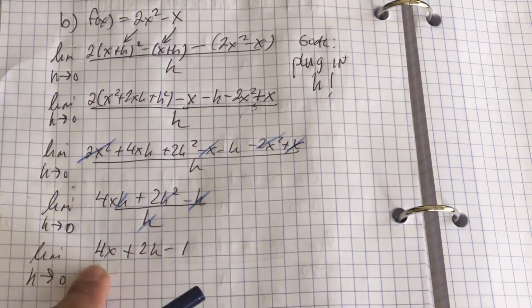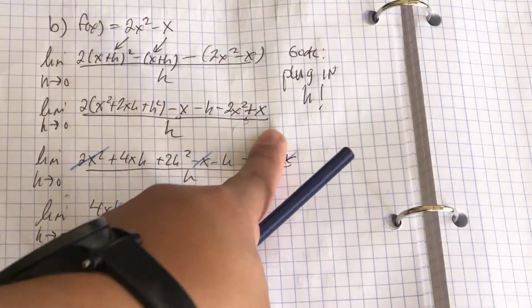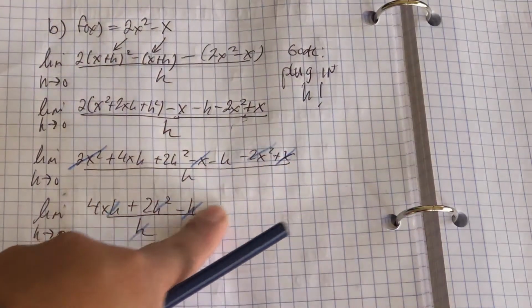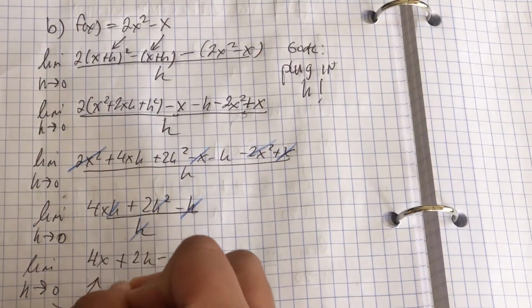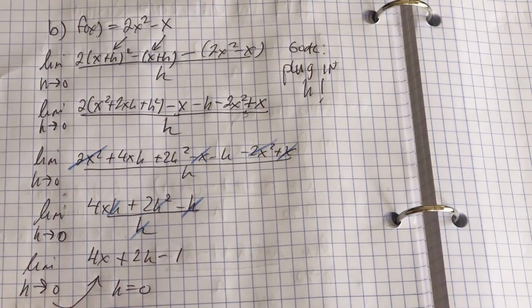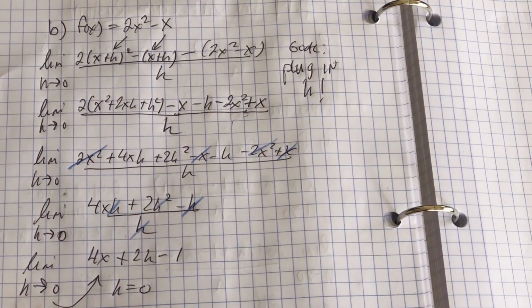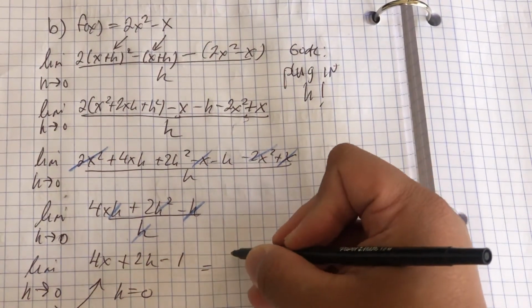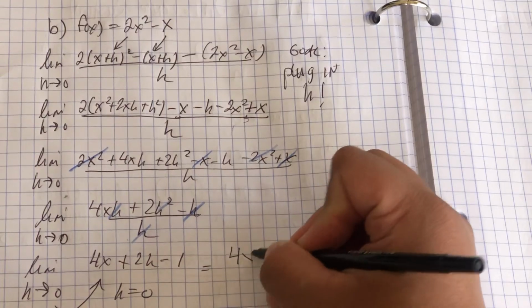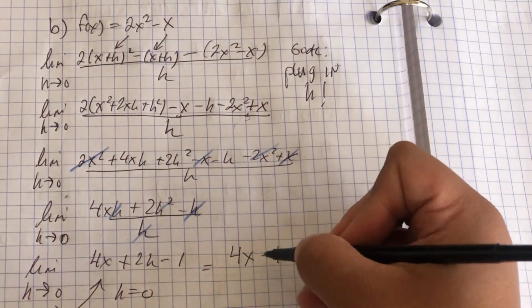This whole thing turns into this. Now I ask ourselves, goal, plug in h. Oh, we now can. Plug in h is 0. And what do we get? Our difference quotient is 4x minus 1.